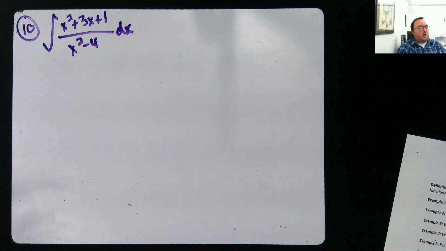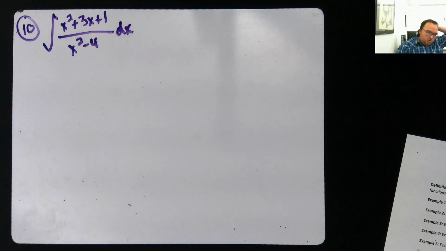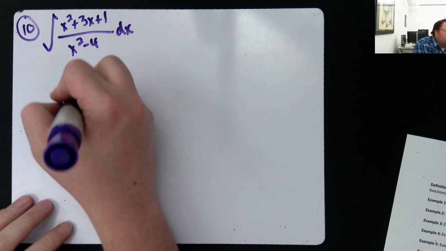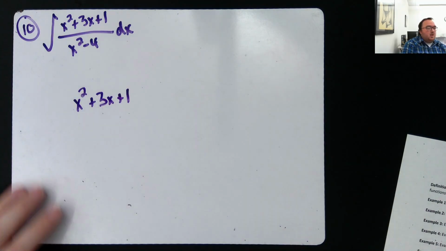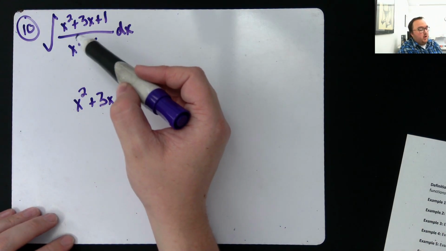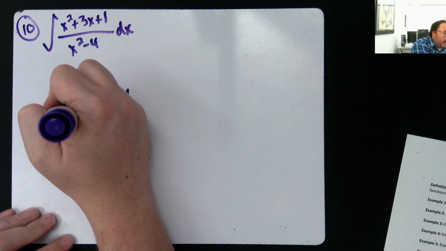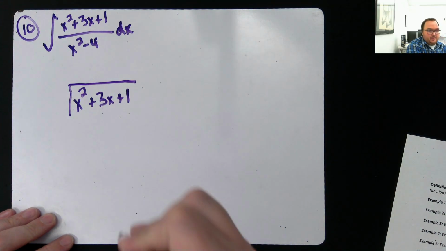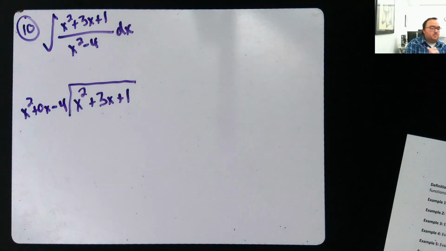So the same thing here. My power on top is the same, which means I've got to long divide this first because my power on top should be smaller. The trick though here, notice I go straight from a squared term to a constant, which means I skipped x. You can't skip things. So I'd write this as x squared plus 0x minus 4.